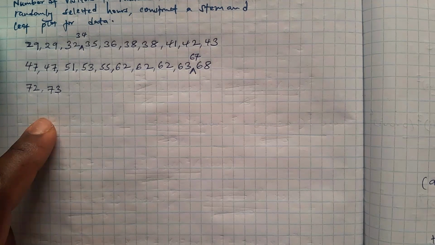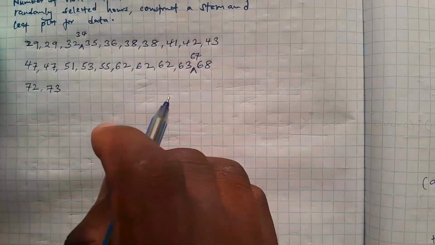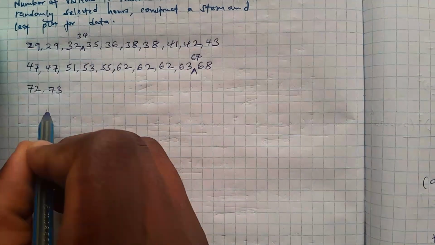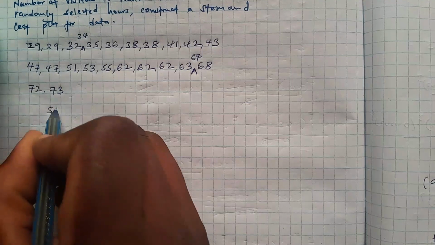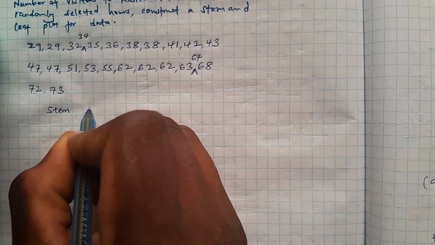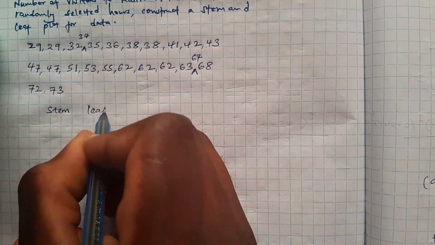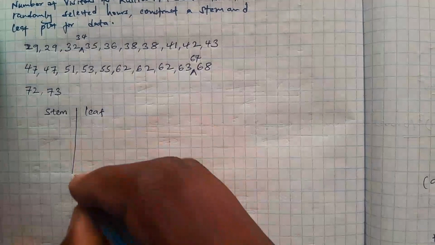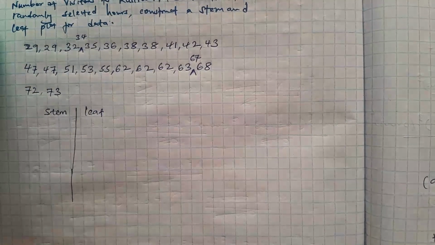In plotting a stem and leaf plot, you consider the first and the second digit of each variable. The first digit becomes the stem and the second digit becomes the leaf. For example, we have 29. We will now have our table. We'll have a place for stem, and then we will have our leaves. This is how your table should look.